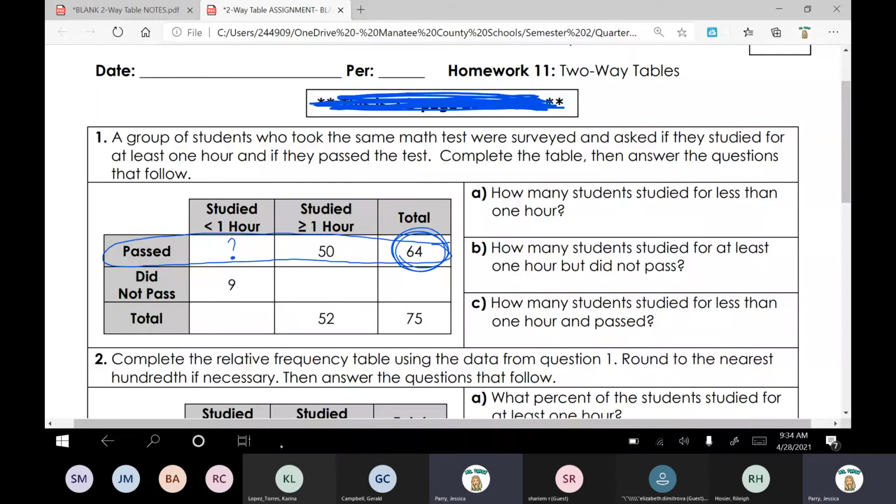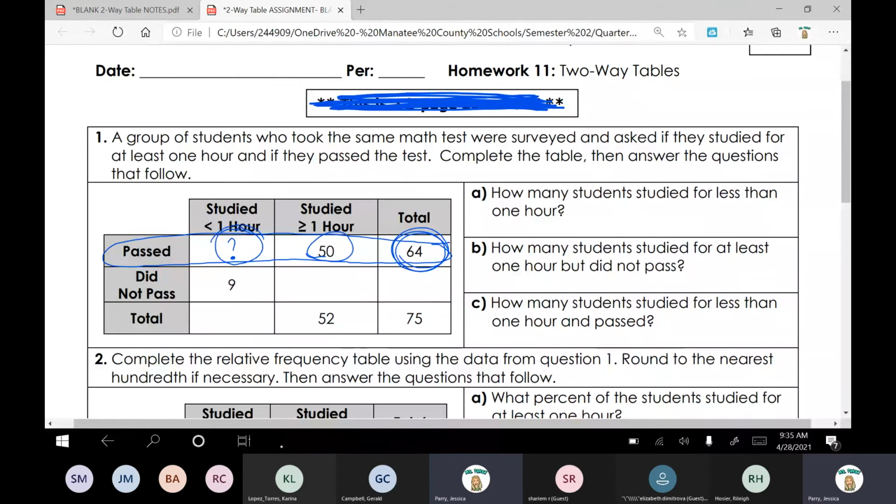So how many can I put here for the question mark? If we've got our unknown and we've got a 50 here, 50 of them did study for more than 1 hour, and we have a total of 64. So how many students studied for less than 1 hour and passed? What would I put in that question mark there? See if you can remember from the notes. How could I figure that out?